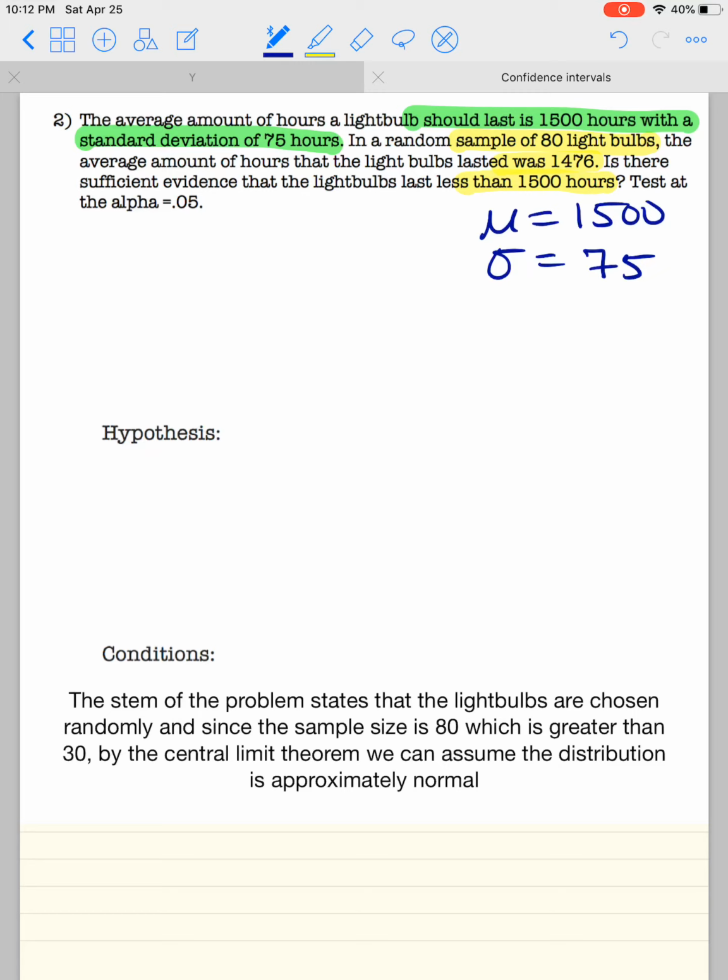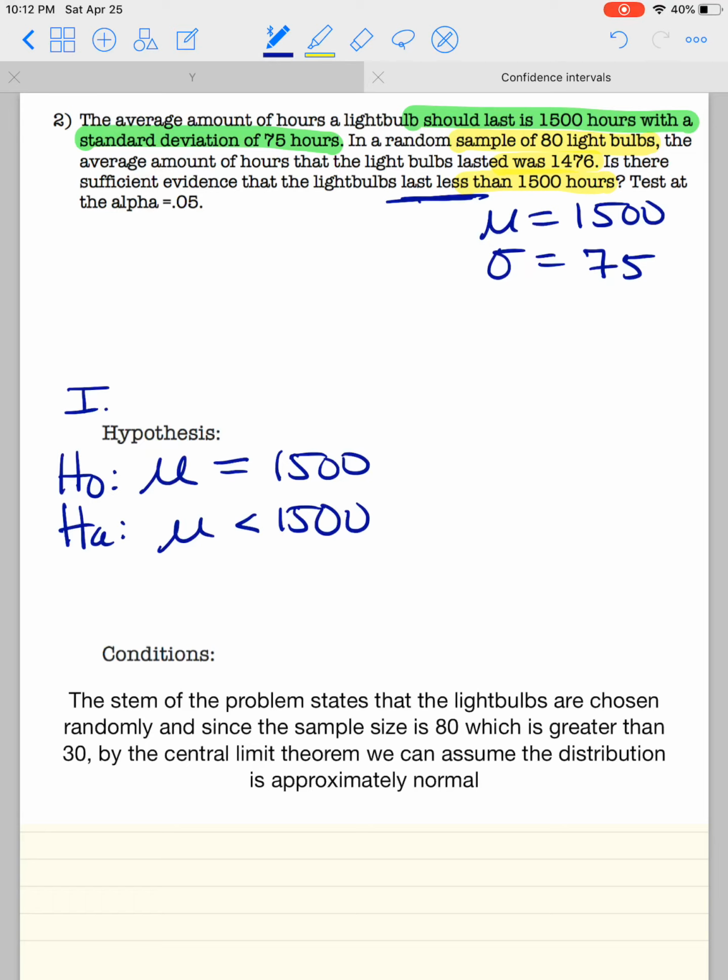We know it's a hypothesis test. We know that it requires 5 steps. Our first step is the hypothesis. This always needs to be a parameter. So H0: mu equals 1500. When I say parameter, that means mu or p. HA, or some books call it H1, says mu is less than 1500 because that's what this part is trying to figure out. We're trying to figure out if it's going to be less than.